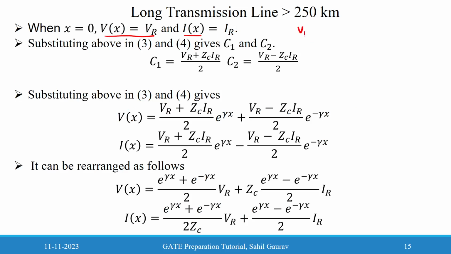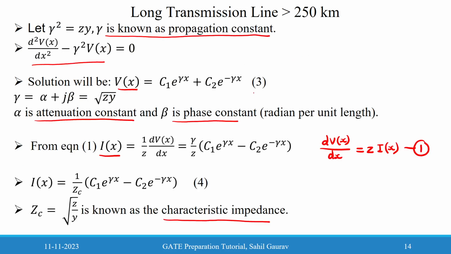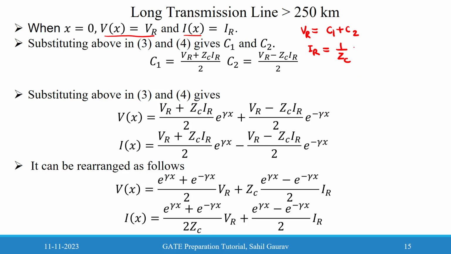So you will get Vr is equal to C1 plus C2, and similarly substitute Ix is equal to Ir in the current expression. Then you will get 1 divided by ZC. Here you can see 1 divided by ZC. This x will be 0, then C1 minus C2. Upon solving this, you will get the C1 and C2 expressions, right?